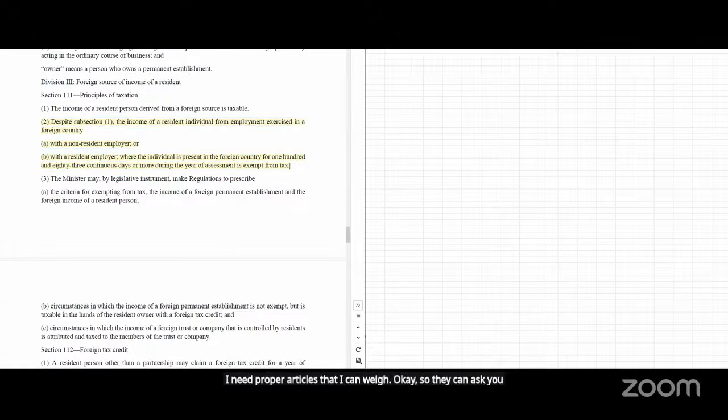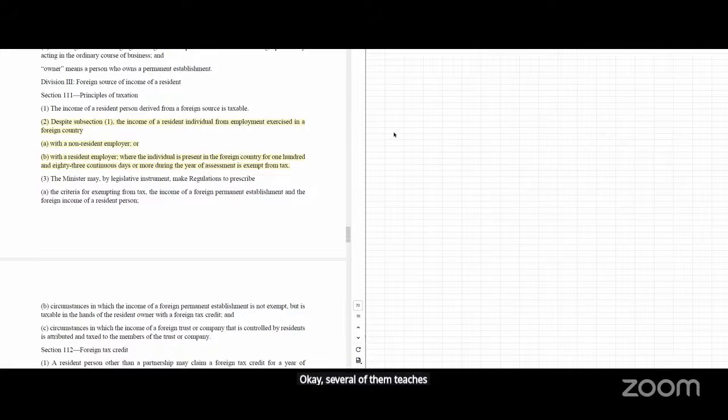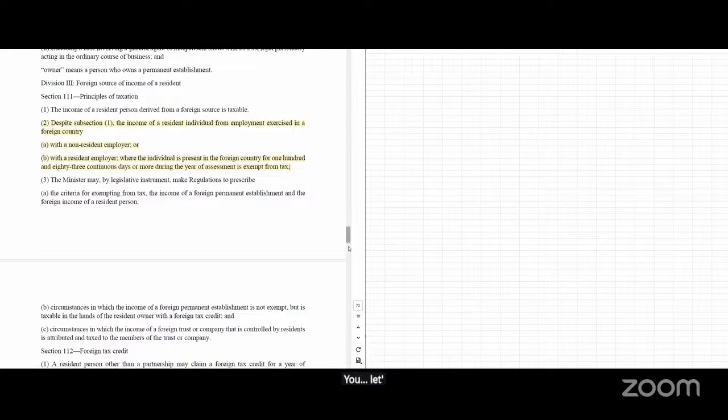International air traffic. Article 22. Capital. Oh, taxation of capital is the easiest article, so they won't even ask you a question. Capital is taxed according to the income that is attached to the capital. That's all. Okay, so what of teachers? Teachers. Yes. Okay, so the whole thing is that if it comes to teachers, right, there's an exemption rule, but the teacher must be in respect of research work. All right, so okay, let's go and look at it.